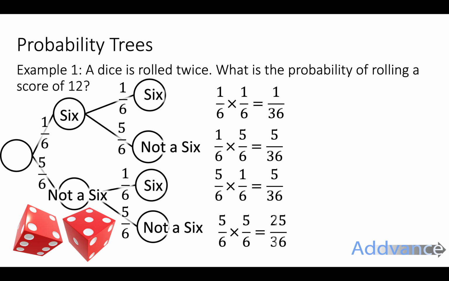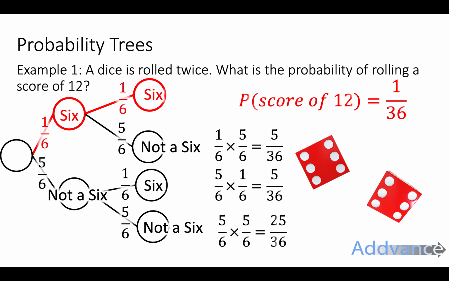Now let's think about what is the probability of rolling a score of 12. To get a score of 12 you need two sixes, and the probability of that happening will be 1 out of 36. We've answered the question now, but since we're here, let's talk about some other probabilities.